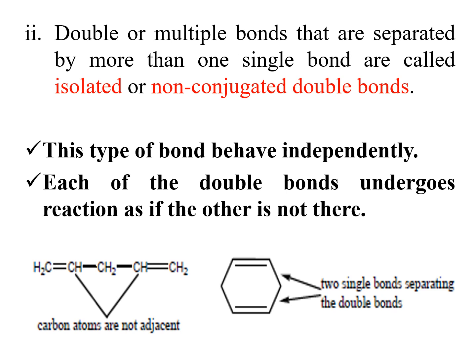Now, double bonds or triple bonds that are separated by more than one single bond are not called conjugated. They are isolated. Isolated compounds behave independently, meaning that each bond can undergo reaction as if the other one does not exist. This kind of compound cannot undergo resonance or mesomeric effect.